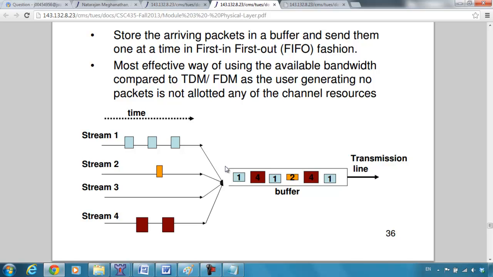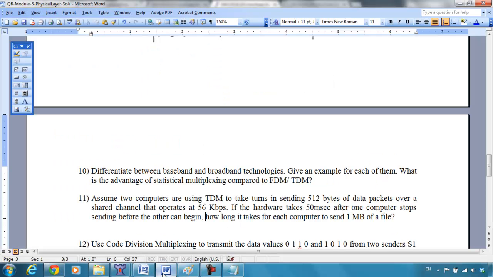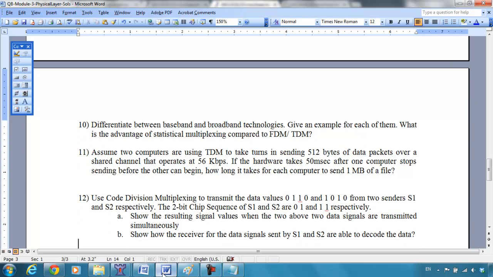So the user pairs or the streams are given access to the channel depending on the order in which the packets are received from them. Actually, I'm sorry, I had to consider in this order. So this is the first packet, so this is one, and this is the second one, this is the next packet, and this is the next packet, and this is the brown next packet, and this one. Right, so packets are considered in increasing order of the time in which they come. Okay, so then let's do this problem on time division multiplexing.